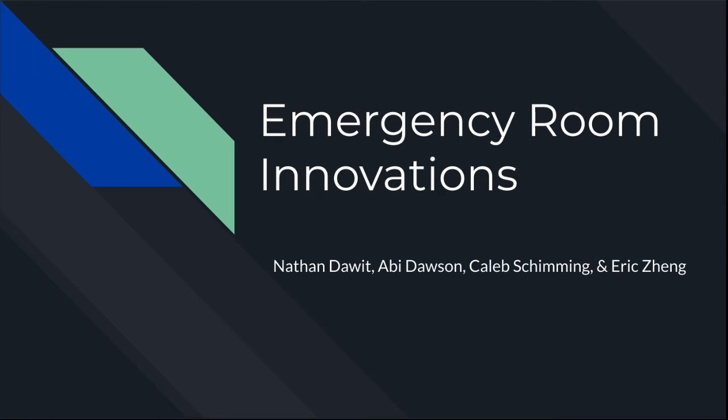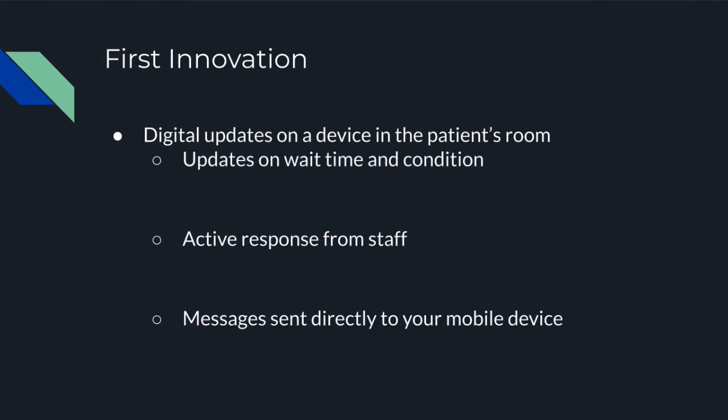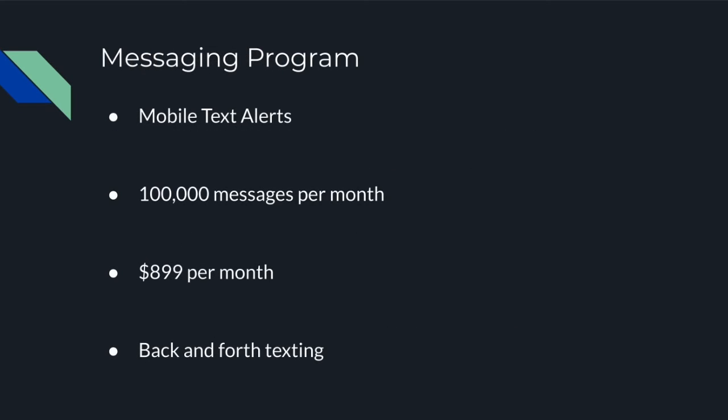I'm going to be talking about the emergency room innovations that we chose. So our first innovation is a digital update system on a device in the patient's room that updates the patient on their wait time and condition, which allows for active response from staff and has the messages sent directly to the iPad in the wait room. This is through the program Mobile Text Alerts, which allows for 100,000 messages per month, and it's $899 per month. And it also allows for back and forth texting between medical professionals and the patient when they aren't face-to-face.